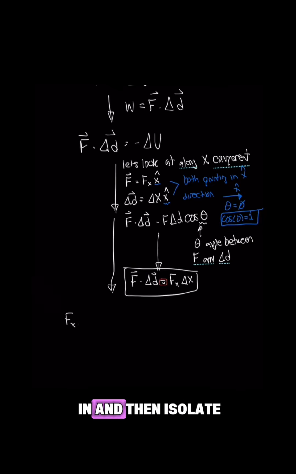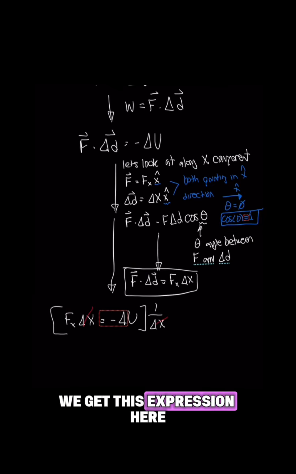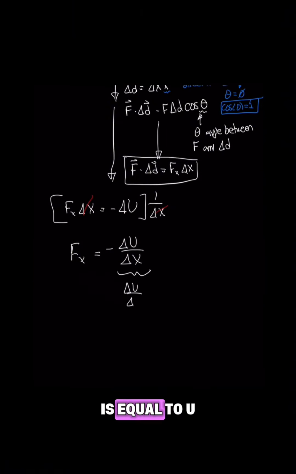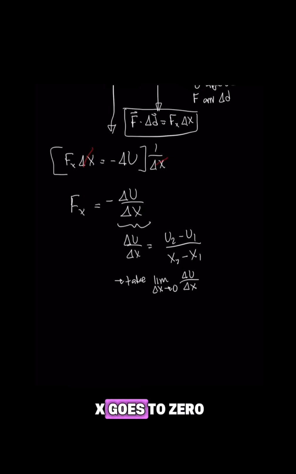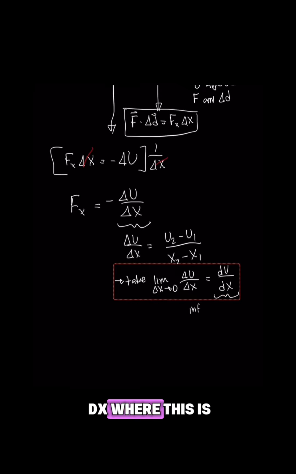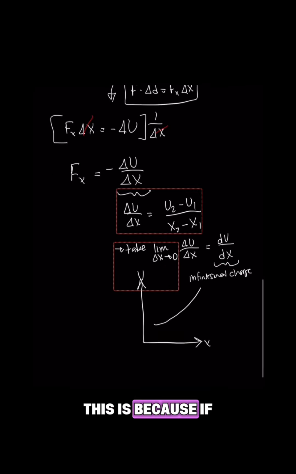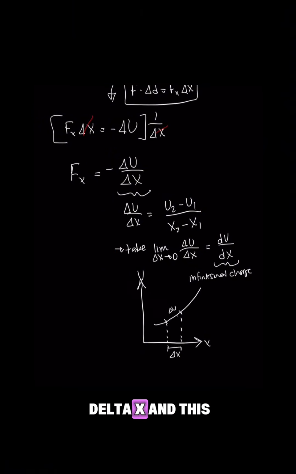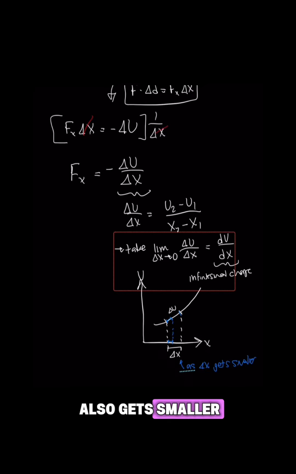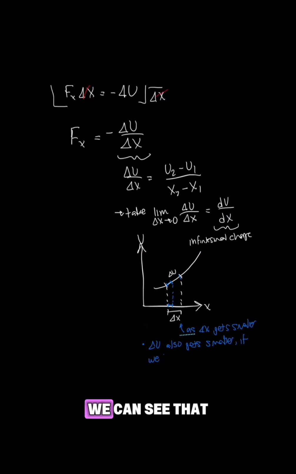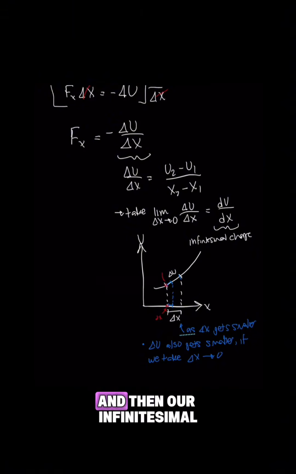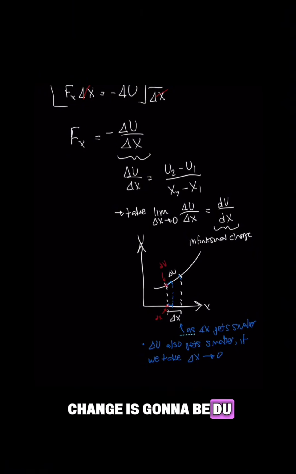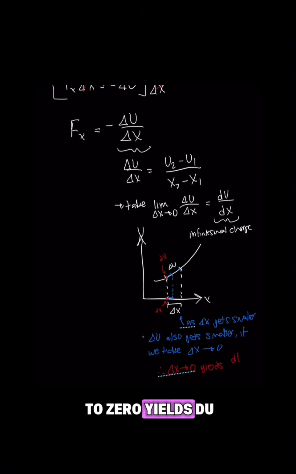If we plug this in and then isolate for the force, we get this expression here, where delta U over delta x is equal to U2 minus U1 over x2 minus x1. And if we take the limit as delta x goes to 0, we get dU over dx, the infinitesimal change. If we look at a graph of the potential energy as a function of x, this is delta x and this is delta U. As delta x gets smaller, our delta U also gets smaller. So if we take delta x to 0, that represents dx, and the infinitesimal change in U is going to be dU. So delta x going to 0 yields dU over dx.